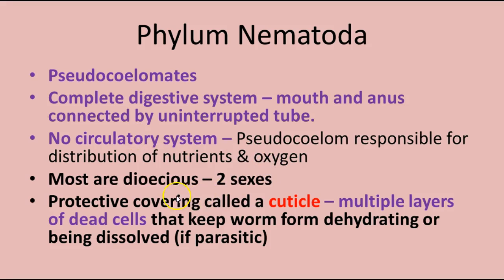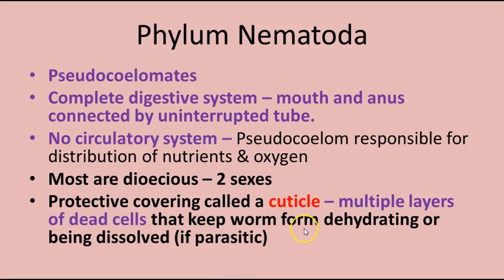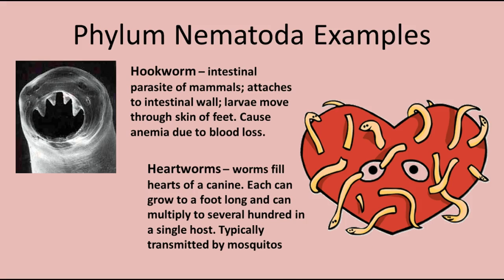These are not going to be hermaphroditic. They actually have two sexes. And that protective covering that was shown in this picture here, kind of looks like corduroy or velvet, is called a cuticle. It is multiple layers of dead cells that keeps these worms from dehydrating, and in many cases keeps them from being dissolved if they are parasitic and living in the intestines of animals. A couple examples are going to be a hookworm and what you probably recognize as heartworms. I will spare you the pictures of these guys. It's a little gruesome.